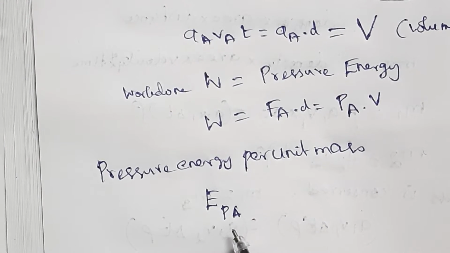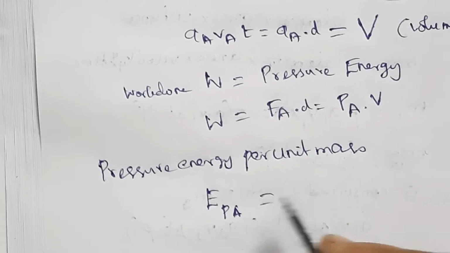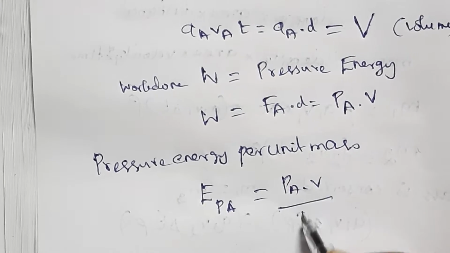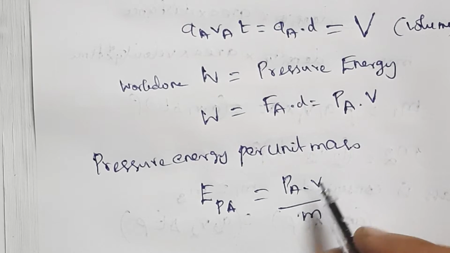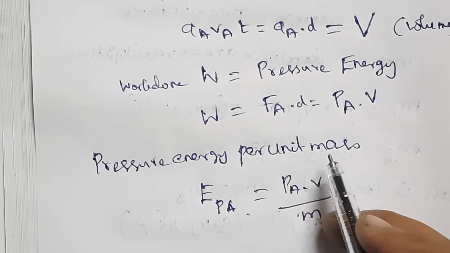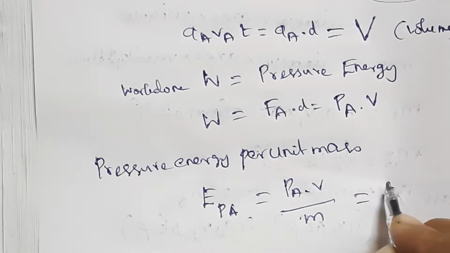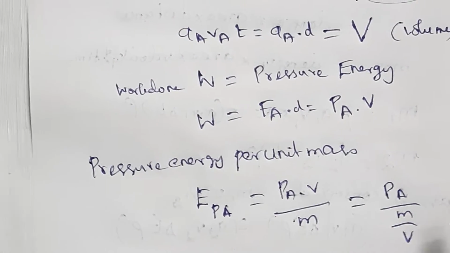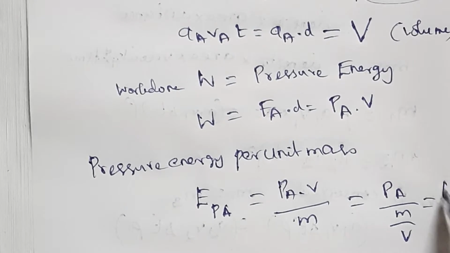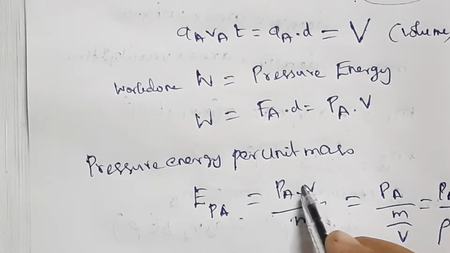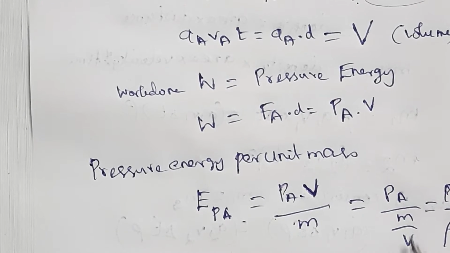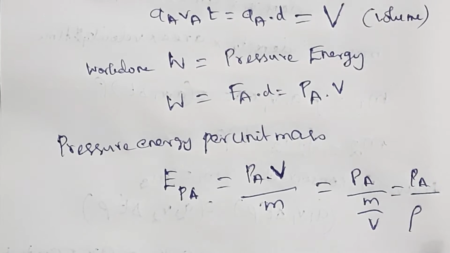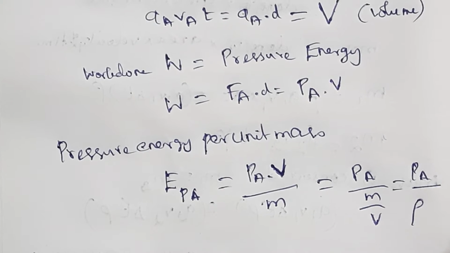It is the energy due to pressure at the position A. It is equal to pressure energy per unit mass. What is pressure energy? Work done. That is PA into V divided by M. So PA into V divided by M. This can be written as PA divided by M by V. This V we can write in the denominator. That can be written as PA by rho, because mass per volume is density. So we can write PA by rho. So this is about pressure energy per unit mass.